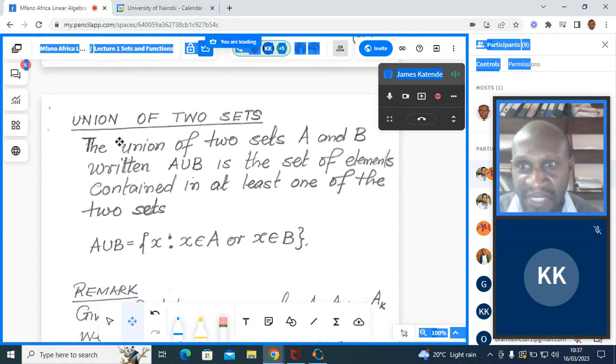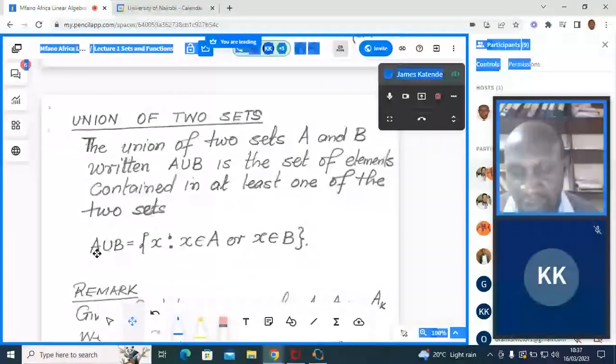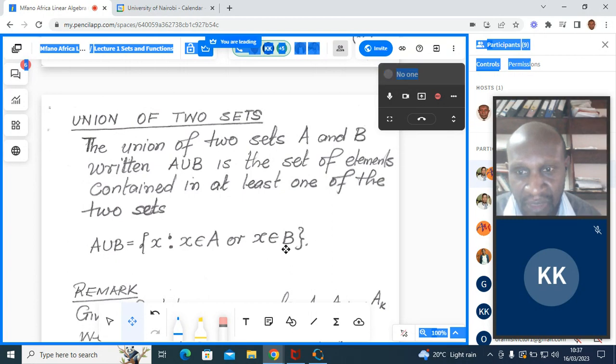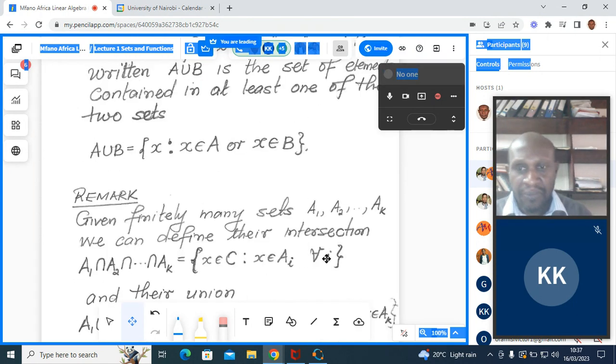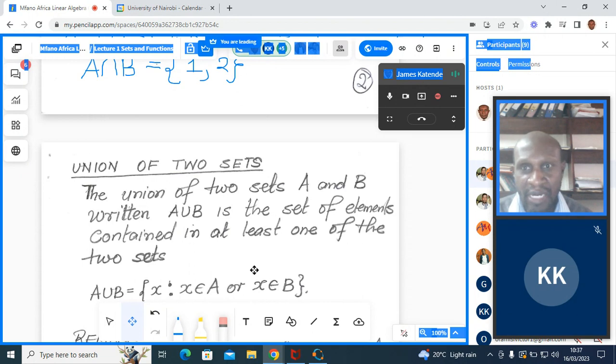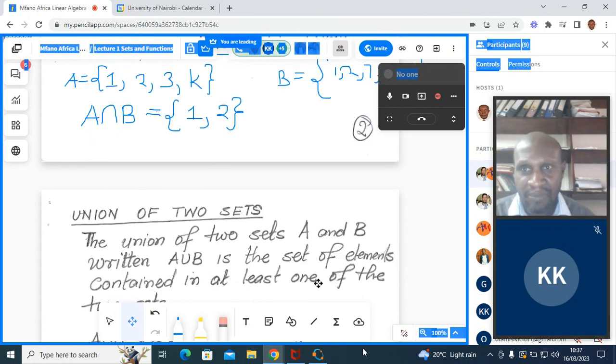So the next concept is the union of two sets. So we say that the union of two sets A and B is simply the elements that are contained in at least one of the two sets. So if you are to write that out using this set builder notation, it will be all elements that are in A or in B. So this concept can be extended to, I don't know if we need an example. We could apply that to our example up here.